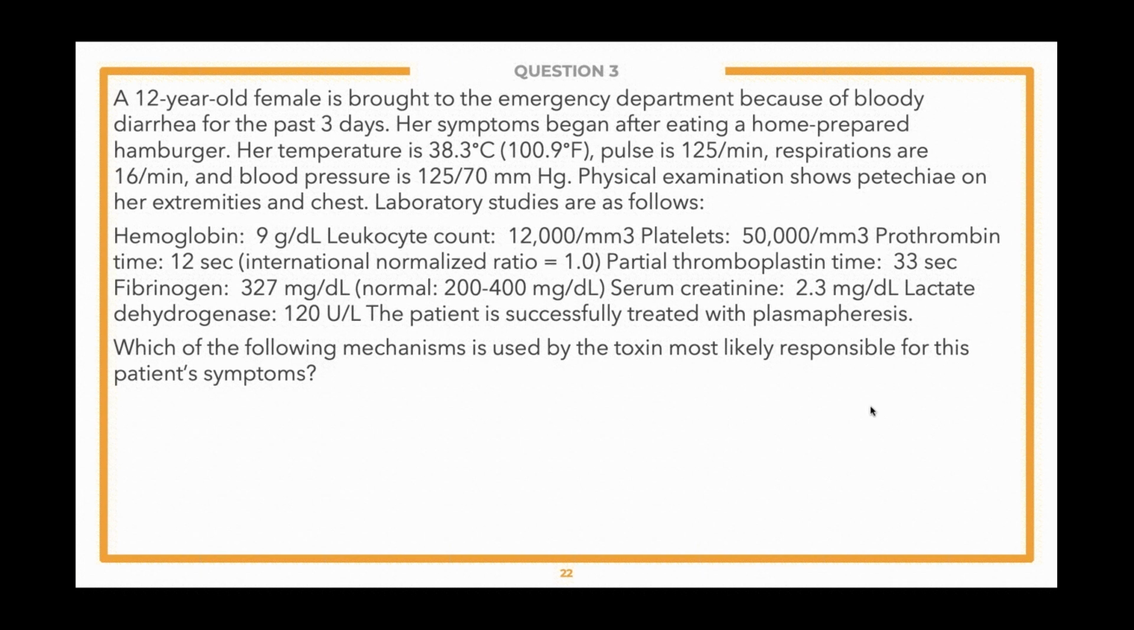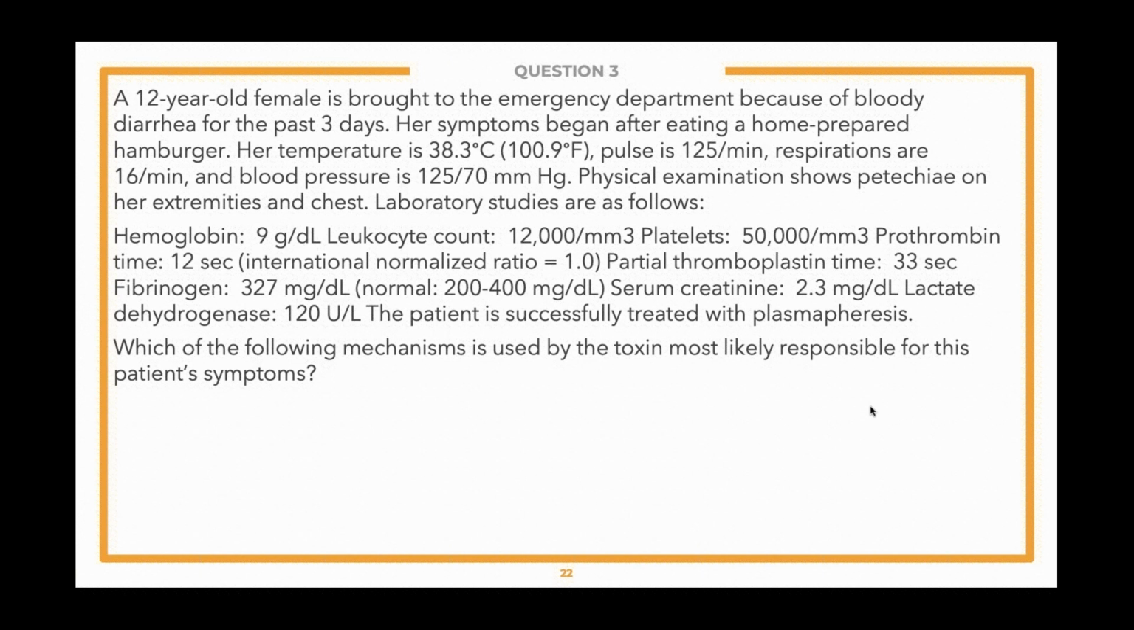All right, I see some responses coming in. Let's take a look at that vignette. A 12-year-old female was brought to the emergency department because of bloody diarrhea for the past 3 days. Her symptoms began after eating a home-prepared hamburger. Her temperature is 38.3 degrees Celsius or 100.9 Fahrenheit. Pulse is 125 per minute. Respirations are 16 per minute. And blood pressure is 125/70.